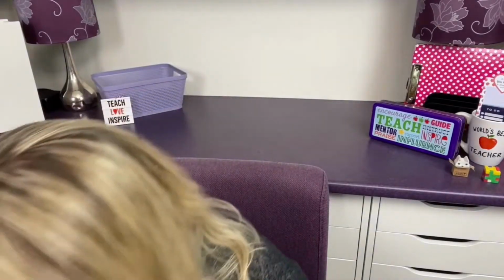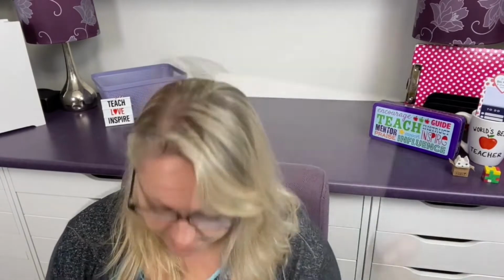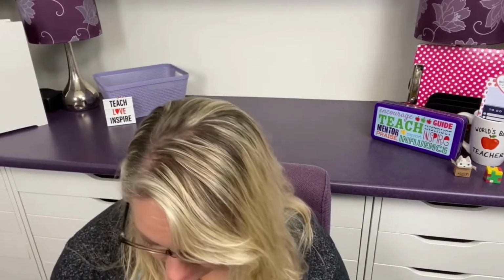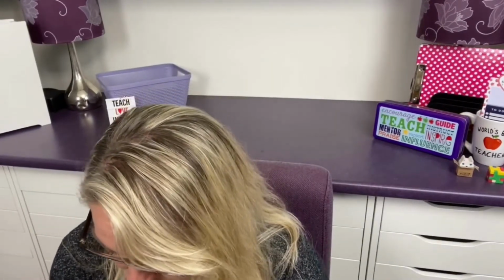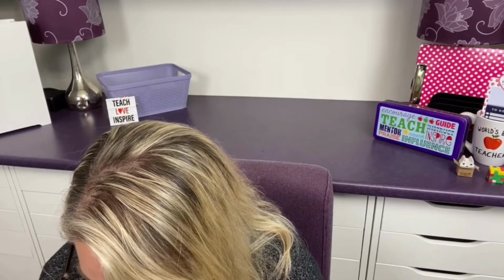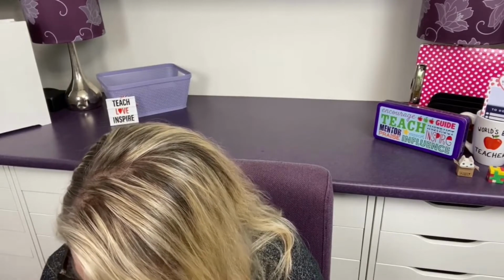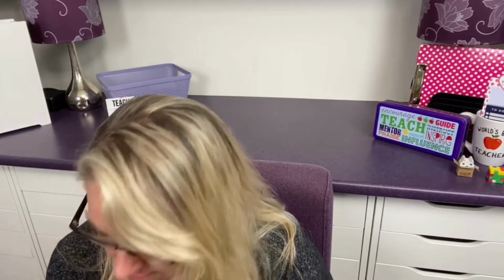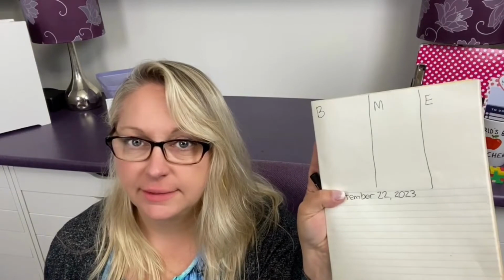Now I'm going to demonstrate how I would do that by writing in my writing book or my journal. I'm going to write the date. So I've written the date. Now I'm going to split my picture into 3 parts like that. So we have a beginning, a middle, and an end. And I'm just going to write B for beginning, M for middle, and E for end, like that.